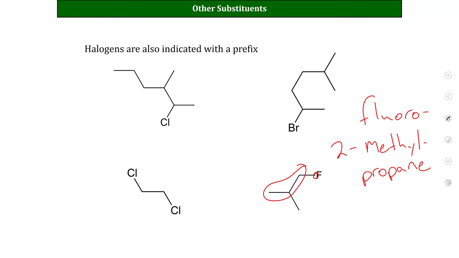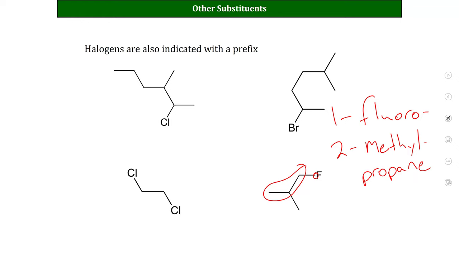Could it be on carbon 2? Does carbon 2 have a hydrogen that you could replace, that you could swap with the fluorine? So you could have 2-fluoro-2-methylpropane. So we do need to specify where the fluorine is. So 1-fluoro-2-methylpropane. Yeah? You said that the halogen is replacing a hydrogen, but isn't it kind of replacing a carbon?